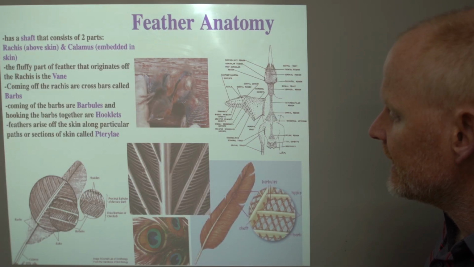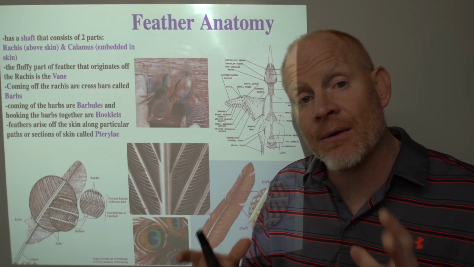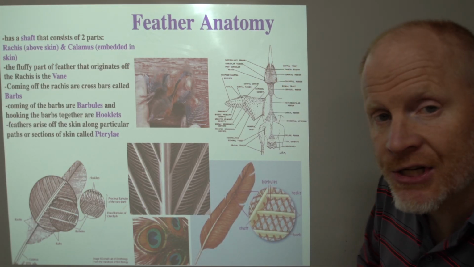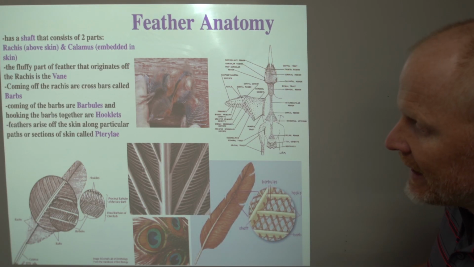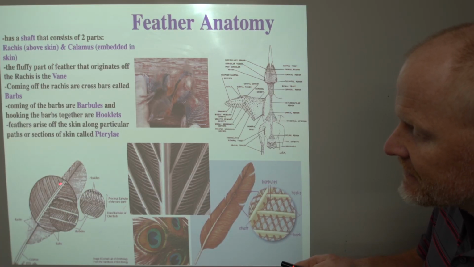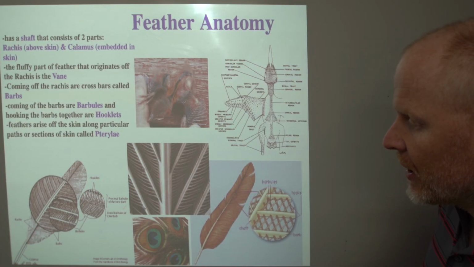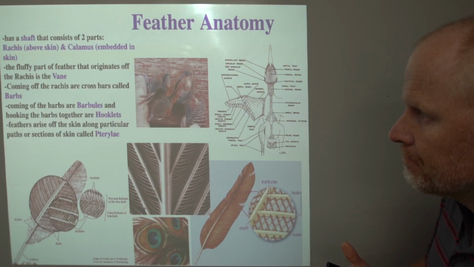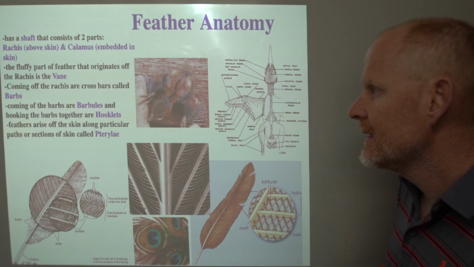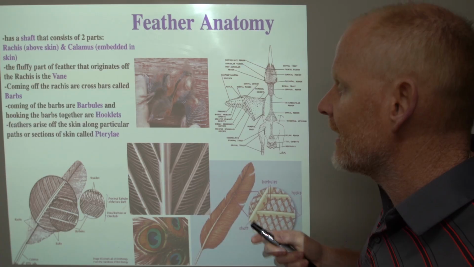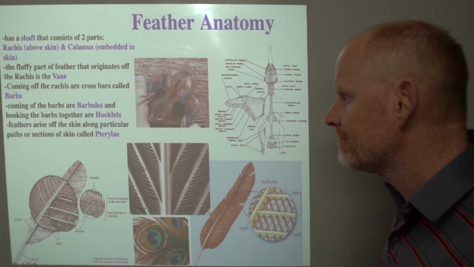All feathers, even though they vary greatly in what they look like as far as size, shape, height, and whatnot, are made the same way. They have a long shaft. The part of the shaft that's above the skin is called the rachis. The other part of the shaft is called the calamus, which is embedded in the skin.